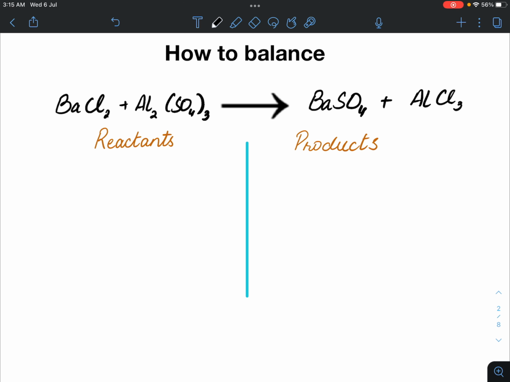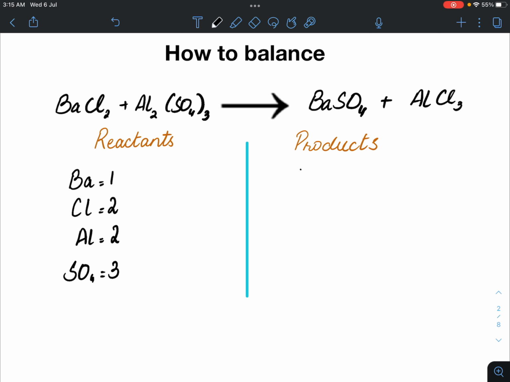To see if this reaction is balanced, let's count the number of atoms on the reactant side and the product side. On the reactant side, we have 1 barium atom, 2 chlorines, 2 aluminum, and for sulfate, we are going to consider it as 1 unit because it's going to be a lot easier to count the number of atoms this way. So, for sulfate, we have 3.